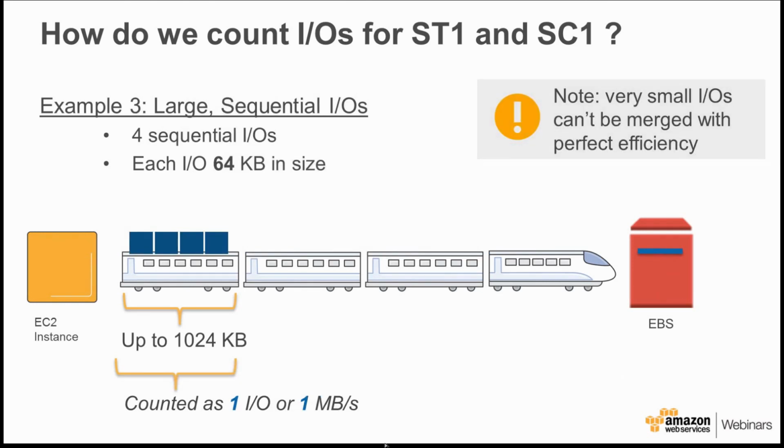In this next example, we're sending 4 sequential IOs, each 64 kilobytes in size to disk. Again, in this case, when we can, we'll merge them all together, and we're going to count these as 1 IO or 1 megabyte in a second. Although we're sending 256 kilobytes merged together, we're going to count it as 1 megabyte per second. And one thing to note is EBS says it's best to merge sequential IOs, but it's not necessarily going to occur all the time. There are a lot of random variables in how your IOs get to disk.